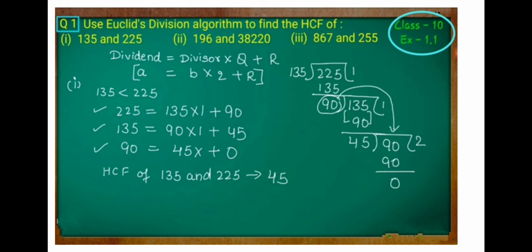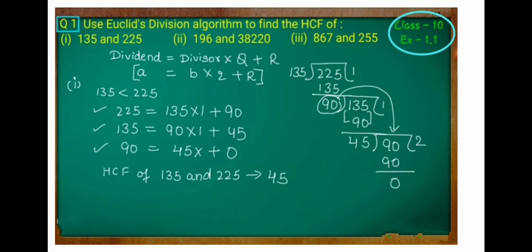Students, we know that dividend equals divisor into quotient plus remainder. Here we will use Euclid's division lemma, a = bq + r. First question, here students, we should find which of the given two numbers is less. So here 135 is less than 225.